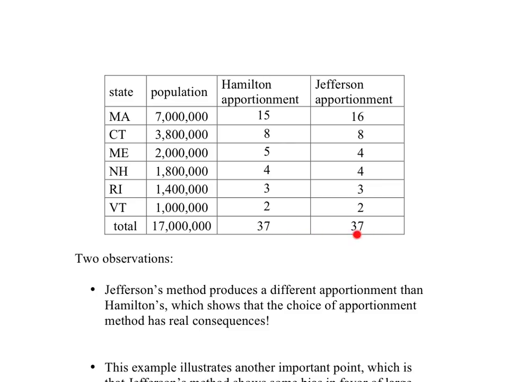Right, it's the same total number of seats, so if one state is benefiting from Jefferson's approach, then it must be at the expense of some other state. Right? So the first observation is that it really does make a difference which apportionment method you use. This has made the issue of which apportionment method to use a very controversial one through American history. There have been very big political fights over which apportionment method should be used, not just between Hamilton and Jefferson, but among other apportionment methods.